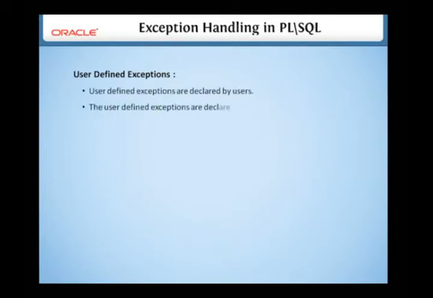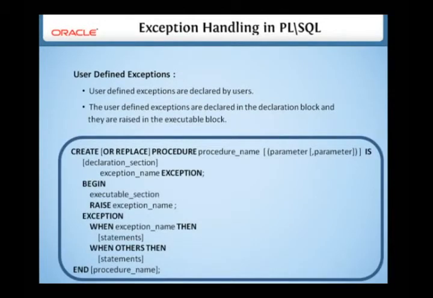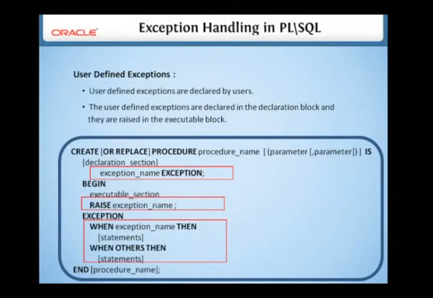In this section, we are going to discuss the next type of exceptions in PL/SQL programming, the user-defined exception. User-defined exceptions are declared by users. The user-defined exceptions are declared in the declaration block, and they are raised in the executable block. Let's see the syntax for declaring a user-defined exception. In this syntax, we can declare exceptions in the declaration section. Then the exceptions are raised in the executable section, and these exceptions are handled in the exception section. An exception cannot be declared twice in the same block. Exceptions declared in a block are considered local to that block and global to its subblocks.